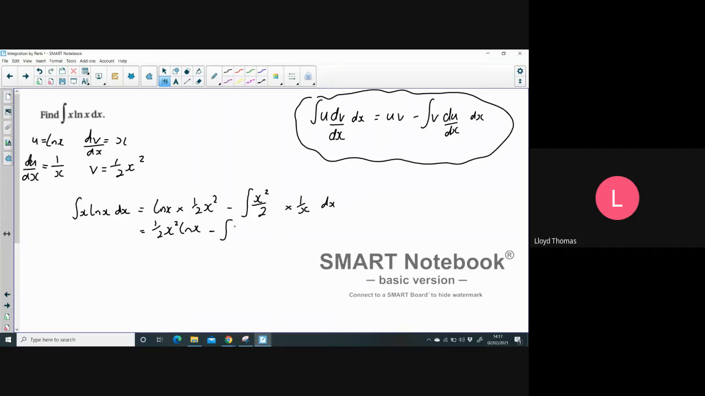x over 2. If you're simplifying that, which is going to become a half x squared ln of x, taking away the integral of this, it's the same as a half times x. So that becomes x squared divided by 4. That is what it should become exactly, plus c. Okay, you can write that as a quarter x squared or x squared over 4. It does not matter.